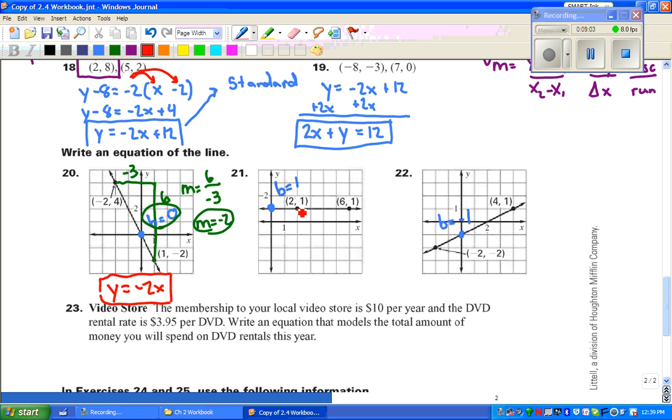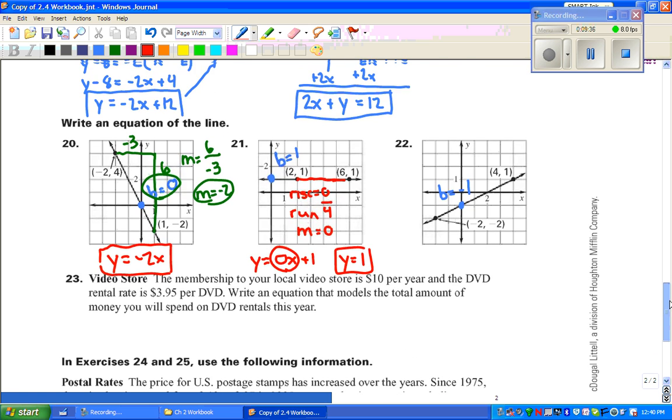What's my slope from here to here? How many do I go up? What is my rise? Well, my rise is equal to 0, but my run in this one is 1, 2, 3, 4. I'm left with a rise over run of 0 over 4, so now my m is equal to 0. Y equals 0x plus 1. This turns out to be 0. I just get y equals 1, horizontal line. Okay?